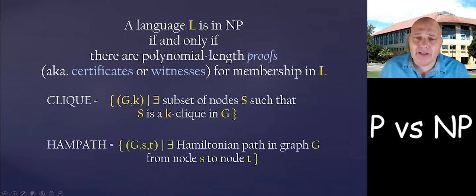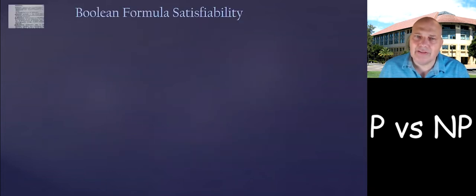Hamiltonian path, GST, such that there exists a Hamiltonian path in graph G from node S to node T. In both cases, it's about the existence of a proof, which is the subset or the Hamiltonian path, and this proof can be verified. So let's give now some more examples.